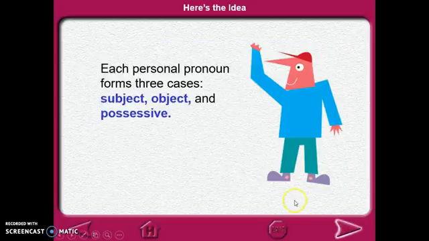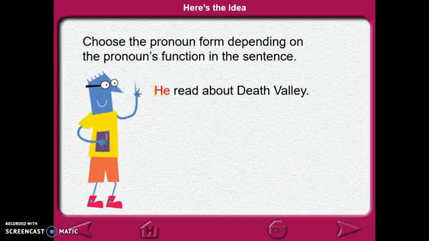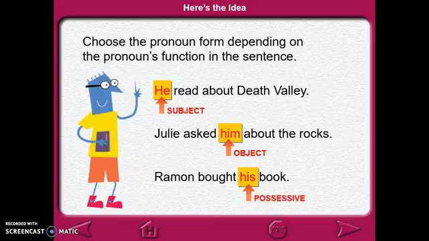Okay, each personal pronoun then has three cases. So we talked about the person, which is the first, second, third. We talked about the number, which is the singular and plural. And now we're going to talk about the three cases. What I mean by three cases is the subject, the object, and the possessive, as in how the pronoun is actually used, or the function of the pronoun in the sentence. So in the first one, the pronoun is functioning as a subject. So "he read about Death Valley." The he is the subject, so that's the first case.